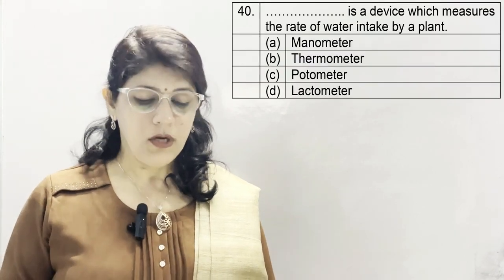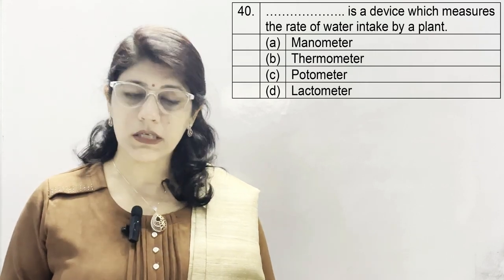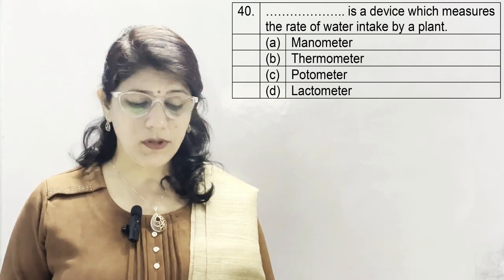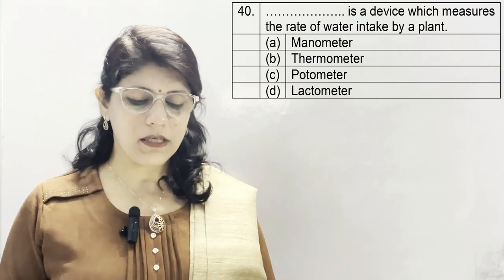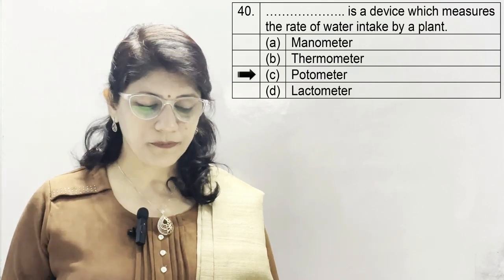Question number 40. Dash is a device which measures the rate of water intake by a plant. A option manometer, B thermometer, C potometer and D lactometer, and the correct option is C, which is potometer.